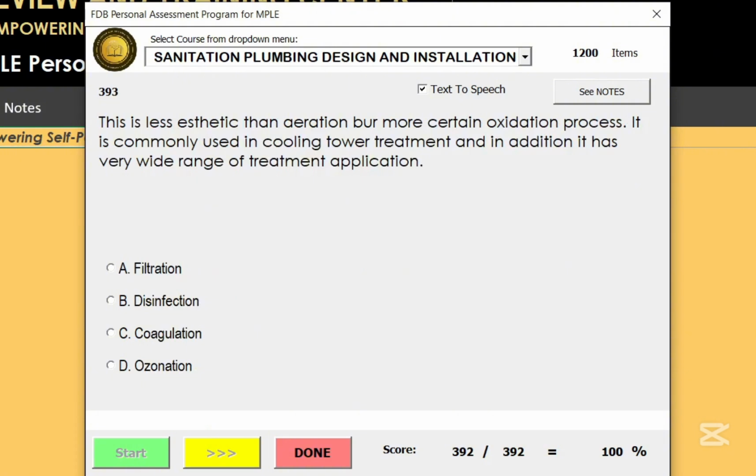This is less aesthetic than aeration but more certain oxidation process. It is commonly used in cooling tower treatment, and in addition it has very wide range of treatment application. A. Filtration, B. Disinfection, C. Coagulation, D. Ozonation. Please pick your choice. Option D is your choice, and it's the correct answer. Well done.